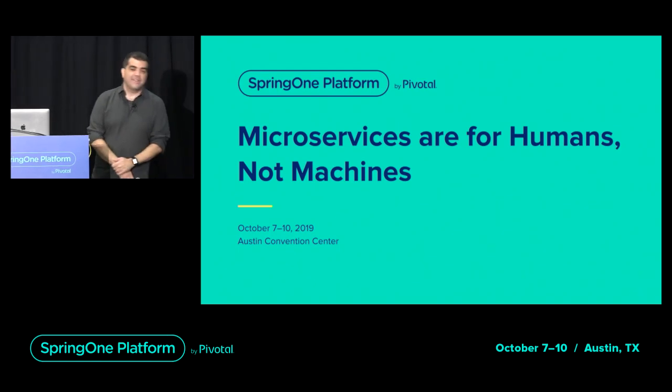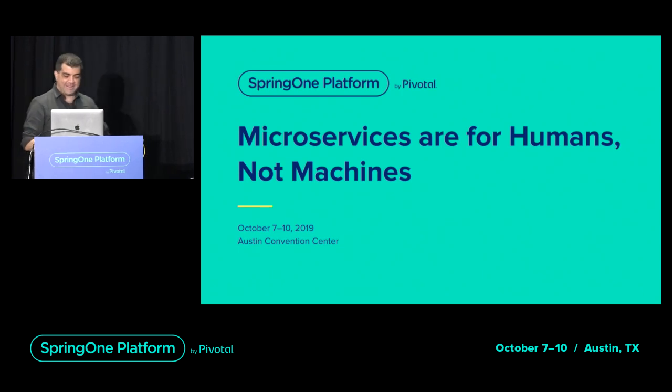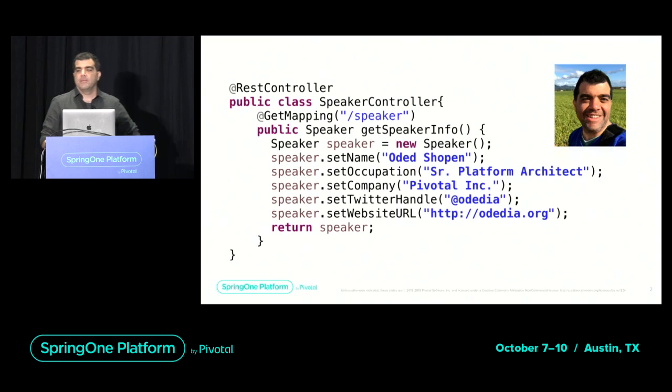The title of my talk probably sums it up quite nicely, so let's dive right into it. A couple of words about myself. My name is Oded Shopen. I work as a senior platform architect for Pivotal. I work out of our Israeli office. I'm mainly working with our customers, trying to help them achieve their digital transformation needs.